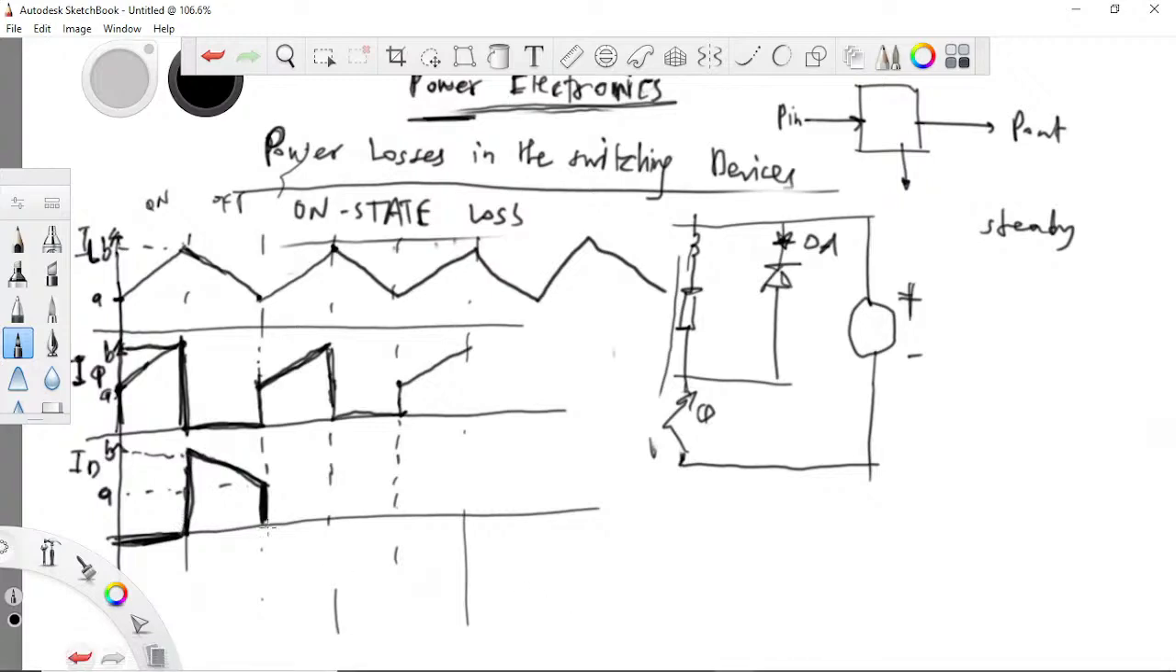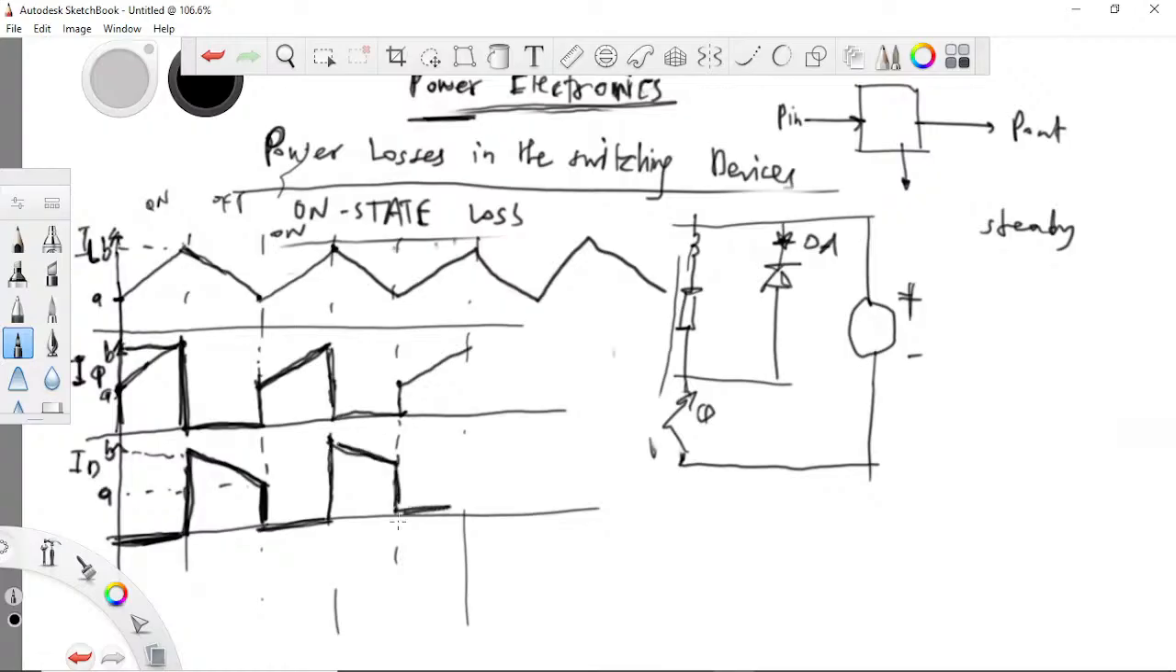Then the switch goes off. So the switch comes on, so the diode is non-conducting. Switch goes off, freewheeling occurs, and the diode now starts conducting. So it's to pick the waveform of the inductor here. Pick it up.